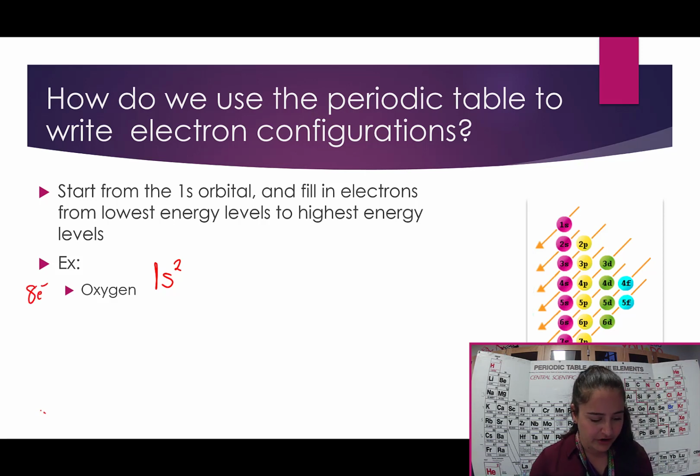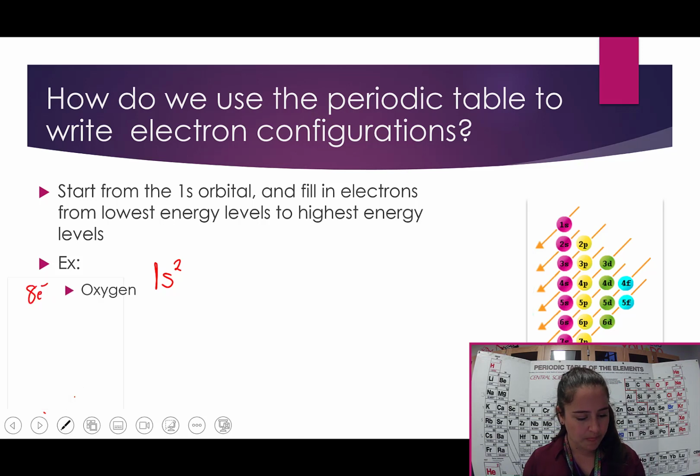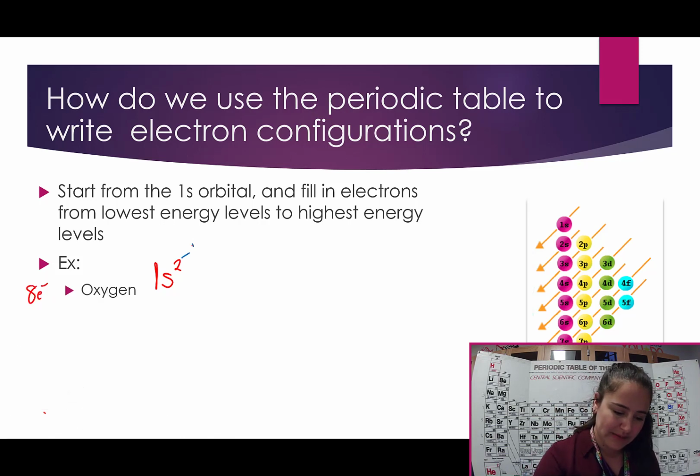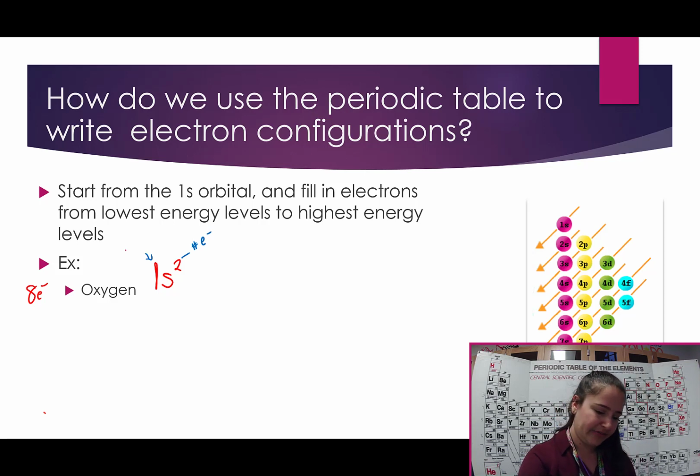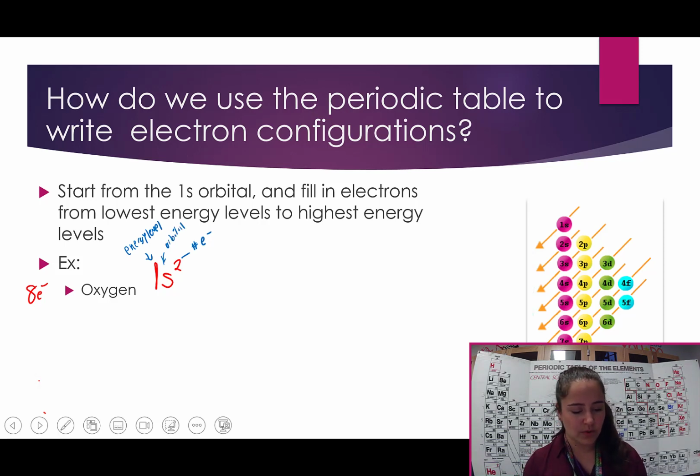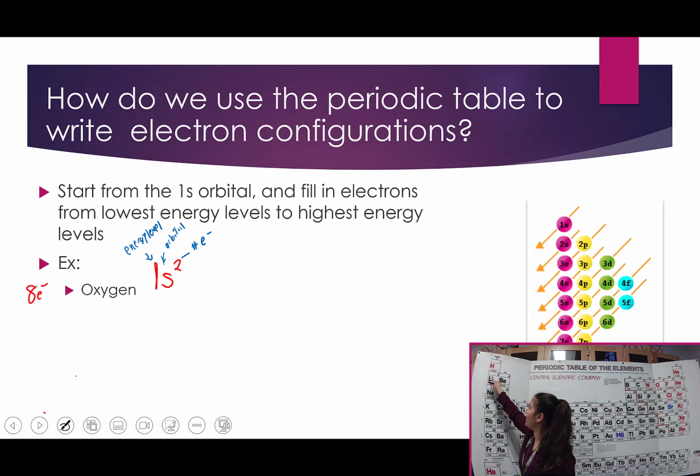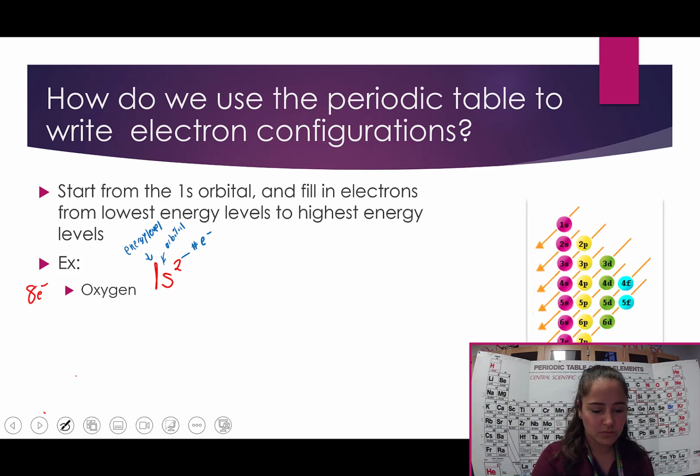In our configurations, just as a reminder, the top number represents the number of electrons. The 1 is, of course, the energy level, and the s is the orbital. So we got 1s2, that's 2 of our 8 electrons. We've got 6 more. Let's keep on going. After 1s2, we're in the second energy level, S block, 2s2.